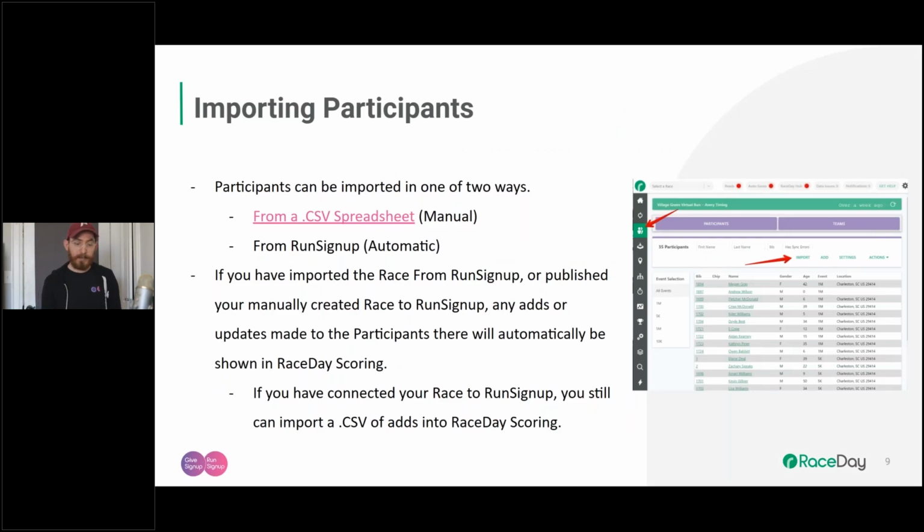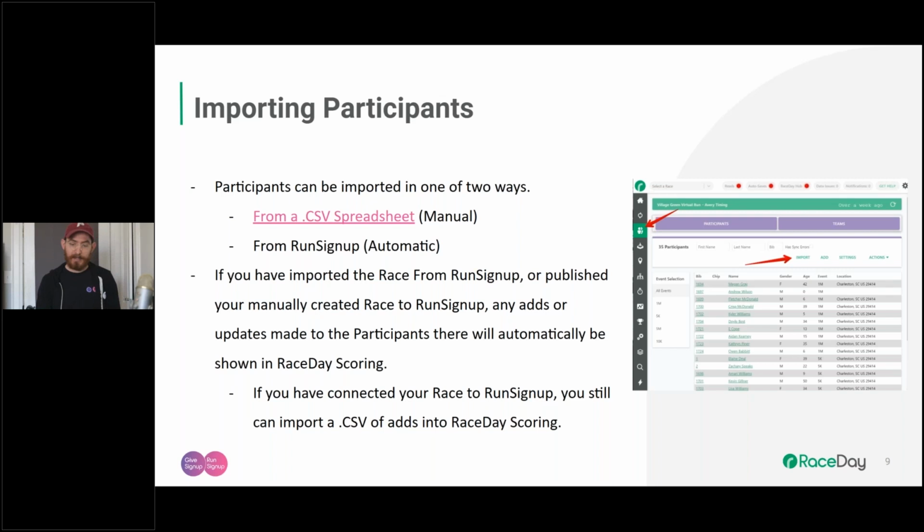Now, if you do need to import participants, you can do that for RunSignup races and local races, races that are not connected to RunSignup, or races that you created and then uploaded to RunSignup. You can import a spreadsheet, like a standard CSV spreadsheet. We do not support Excel spreadsheets, it has to be in a CSV format, but that is all supported. Or you can import it from RunSignup.